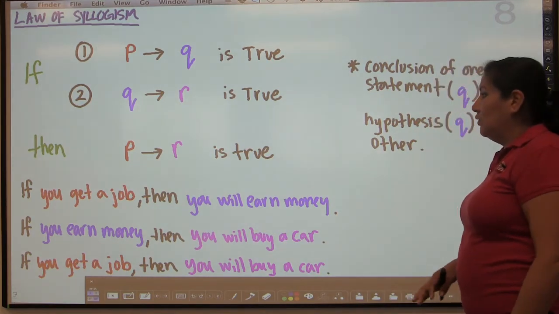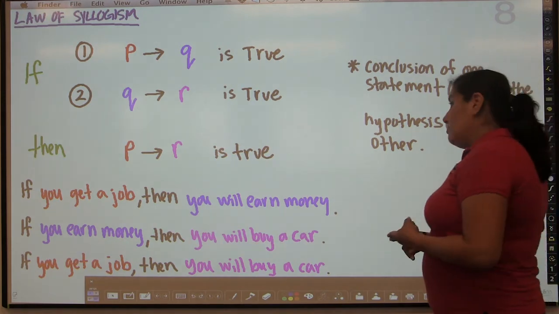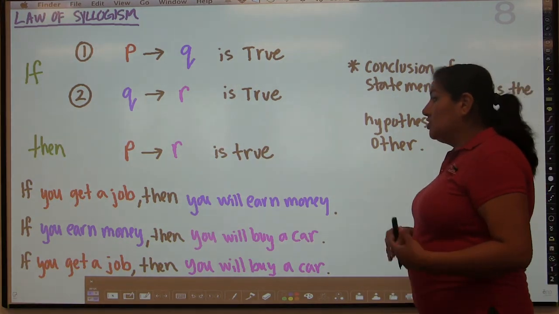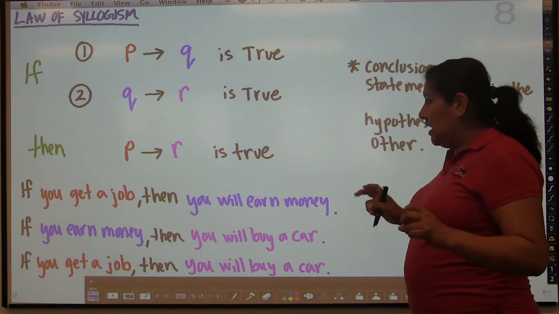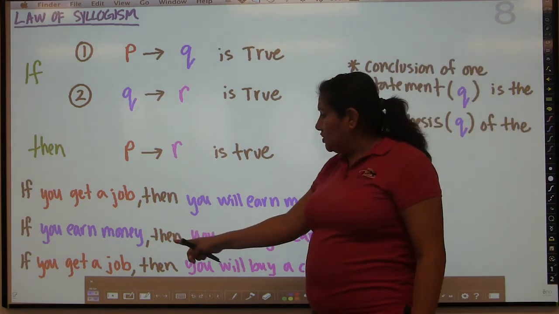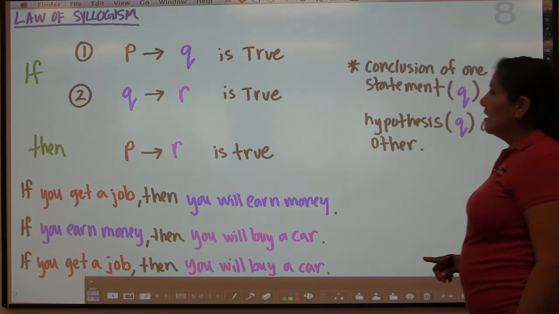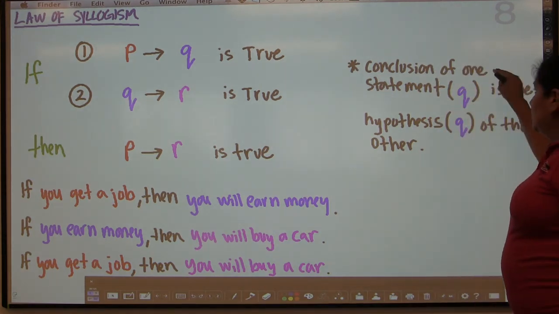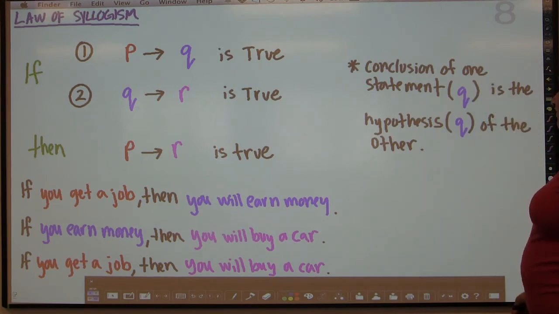So here we have an example. If you get a job, then you will earn money. And then if in turn you earn money, then you will buy a car. So what we're doing is we're going to get rid of the middleman, which is earning money. And our conclusion is that if you get a job, then you will buy a car. So that's kind of how the law of syllogism works. But again, it has to be in that format. The conclusion of one statement has to be the hypothesis of the other. And so we're going to have some fun with this.